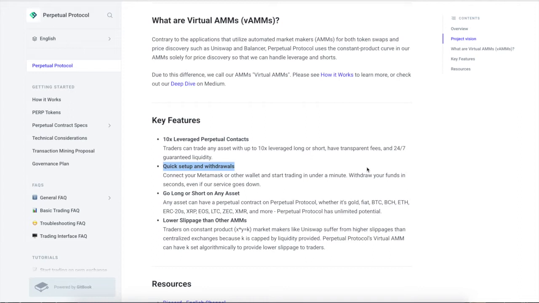But it's also similar to DYDX. But DYDX is only cryptos. So this one allows you to do any asset. So yeah, you can do cryptos, other ERC20s, but look, they have unlimited potential.